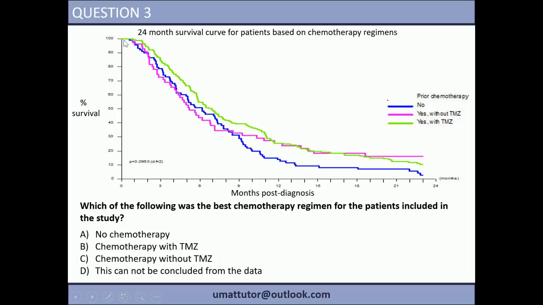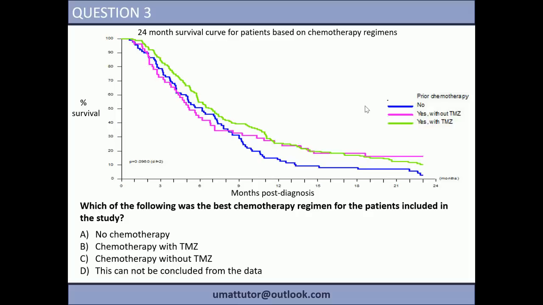So a curve that drops steeply like this indicates that a lot of patients are dying off quite quickly, whereas a more gradual curve like this would indicate better survival. So if we're looking at the best chemotherapy regimen in terms of survival, we're looking for the curve which is kind of on top of the others. In other words, it's decreasing more gradually.